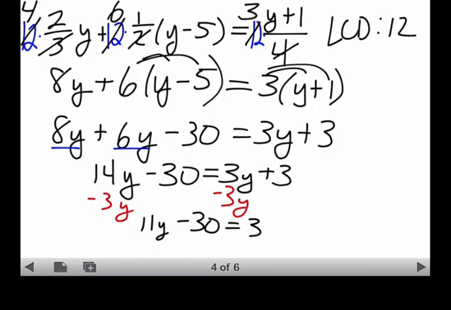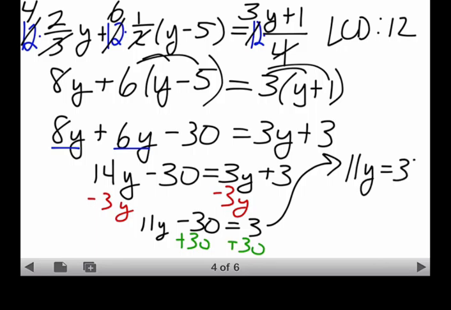I'm going to add 30 to both sides. Take the equation over here. We have 11y is equal to 33. And finally, I'm going to divide both sides by 11 to end up with the answer y is equal to 3.